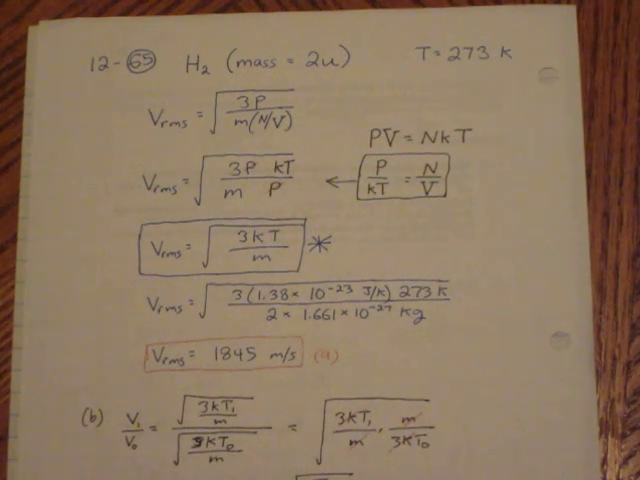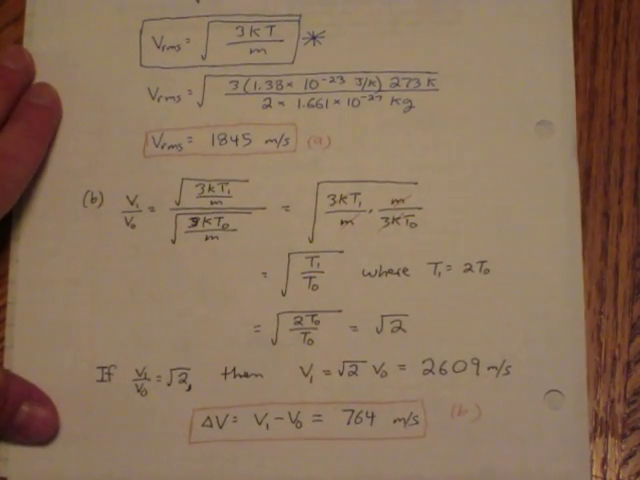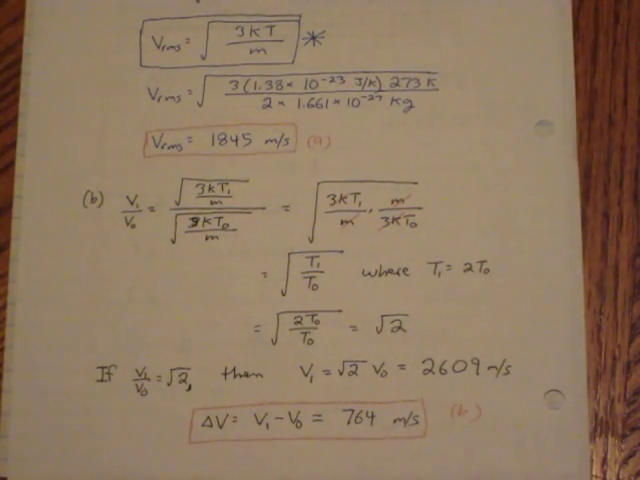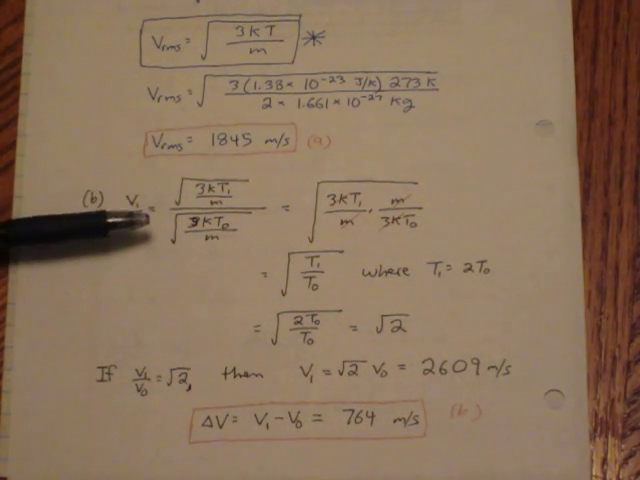Now, in question B, question B is asking how much does the root mean square speed change if we change the temperature. Let's do this really neat technique. Let's set up a ratio of V1 over V0, which is square root of 3kT1 over m divided by square root of 3kT0 over m.